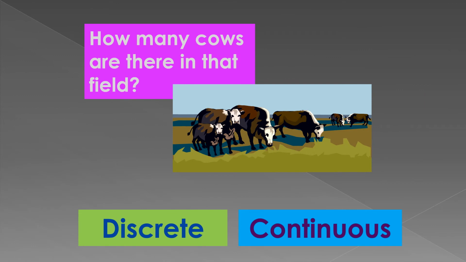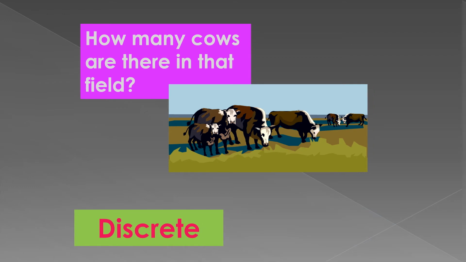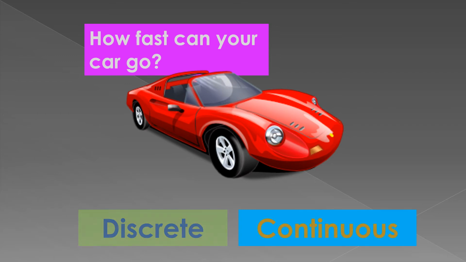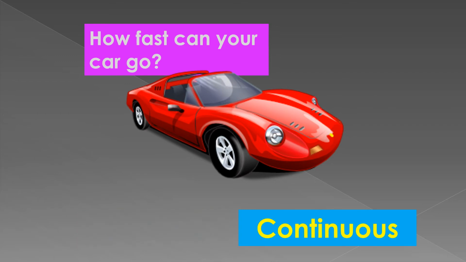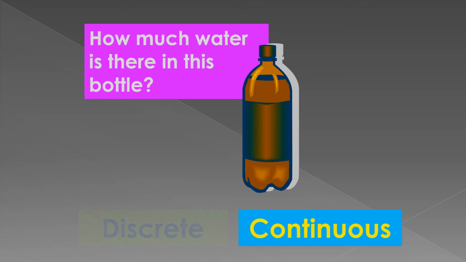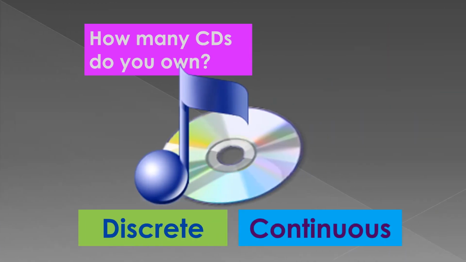So let us have this one. How many cows are there in that field? Is it discrete or continuous? Correct, it is discrete. How about how fast can your car go? It is continuous. Now, how much water is there in this bottle? Correct, it is continuous. Now, how many CDs do you own? This one is easy. Correct, it is discrete.